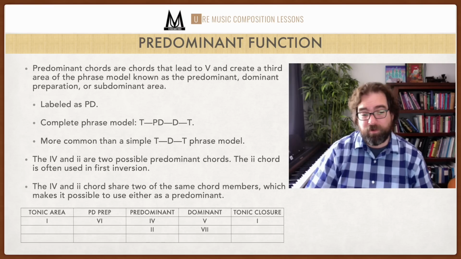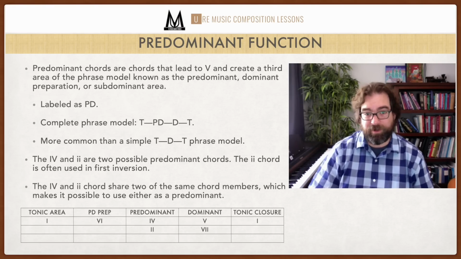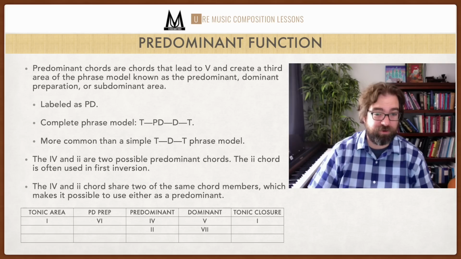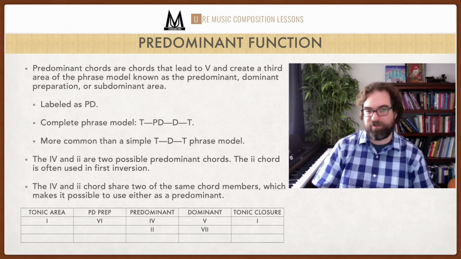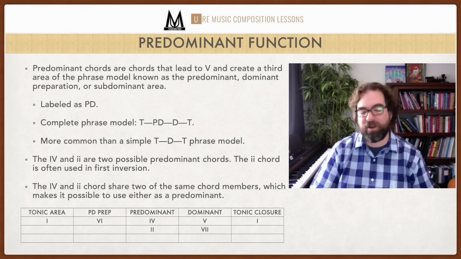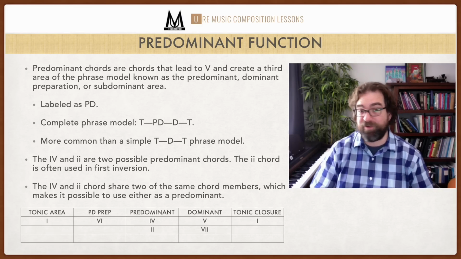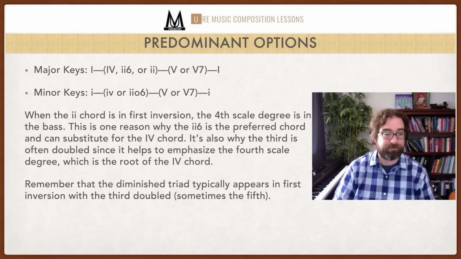So the 4 and 2 chords share 2 of the same chord members, which makes it possible to use either one as a predominant. And if you notice, the dominant has the 5 and the 7 chord. The dominant 5 and the 7 also share 2 chord members. It's the same basic concept. So anytime you have 2 or more chord tones that are shared, these chords can typically substitute for each other, which is a concept you could use in your own compositions in a very loose manner if you wish.